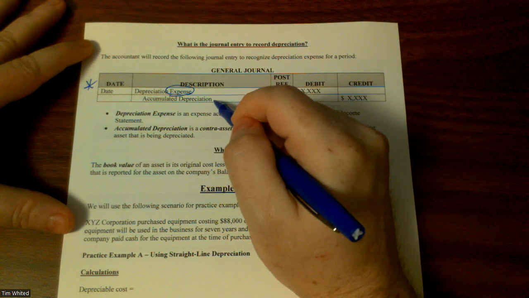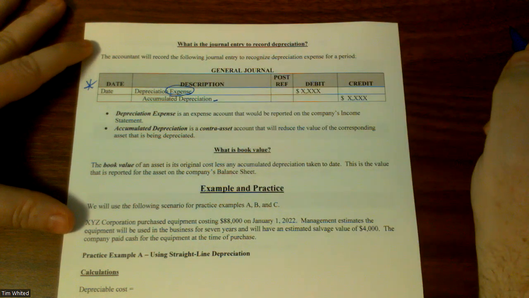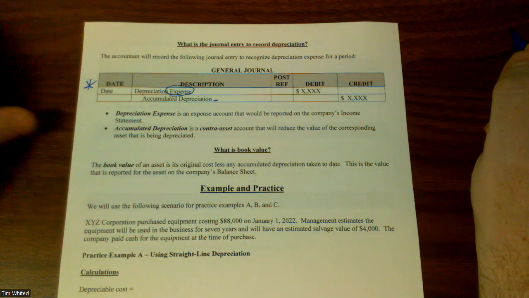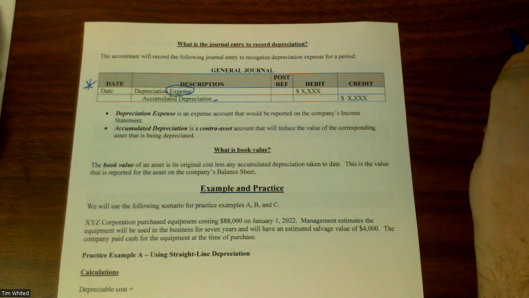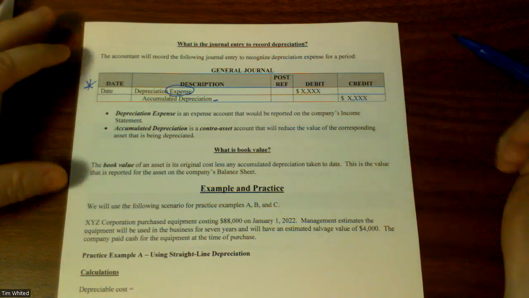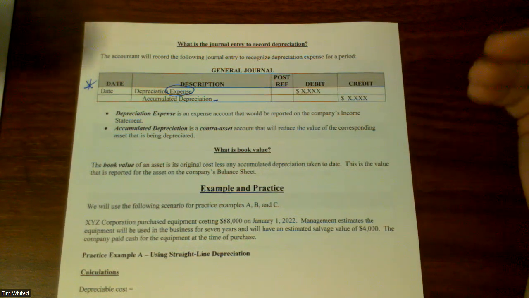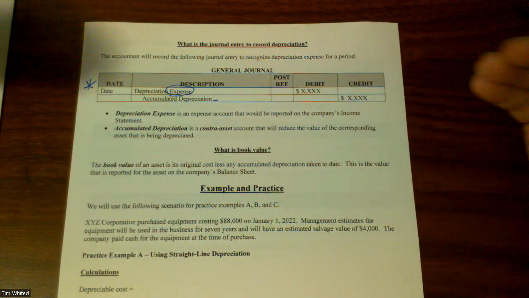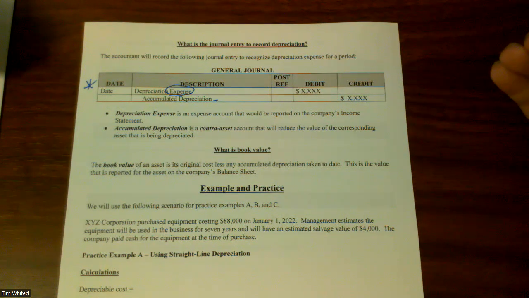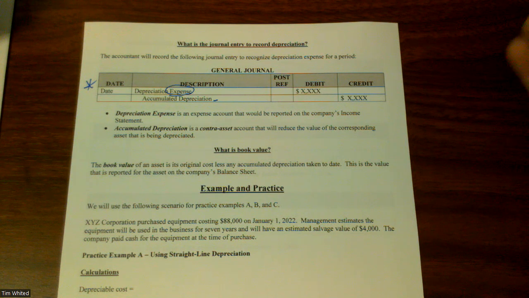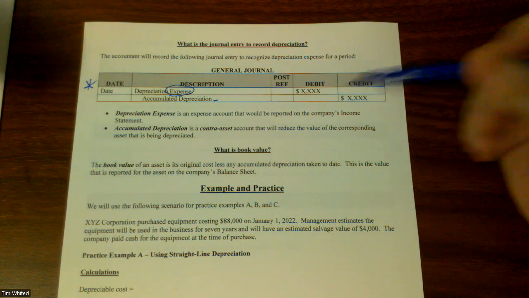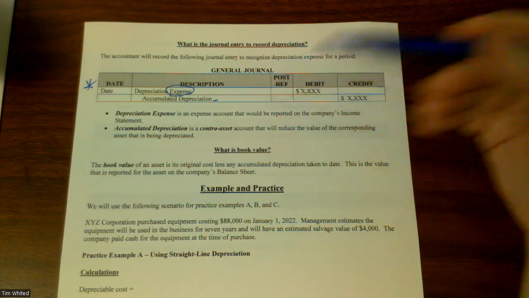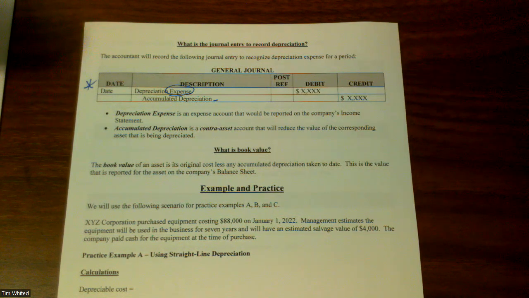This one, however, the accumulated depreciation is a little bit different of an animal for you all. Accumulated depreciation is what we refer to as a contra asset account. Now, what on earth does that mean? That means accumulated depreciation is going to reduce the value of a corresponding asset.